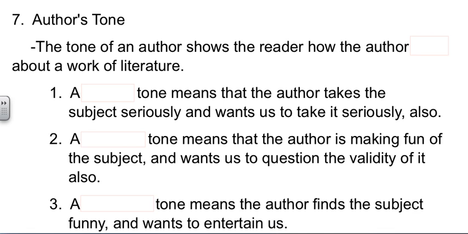We know the word tone because we've heard our parents say, "Don't talk to me in that tone of voice." But author's tone is a little bit different. The tone of an author shows the reader how the author feels about a work of literature. So if we get a serious tone, we know that the author takes the subject seriously and wants us to take it seriously also. But if we get the opposite and we get a sarcastic tone, that means that the author is making fun of the subject and wants us to question the validity of it also.